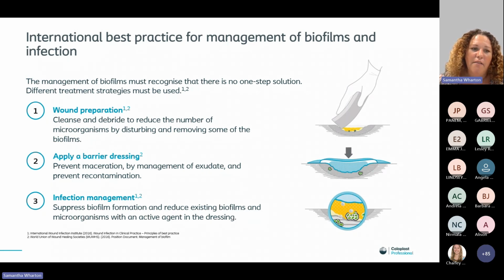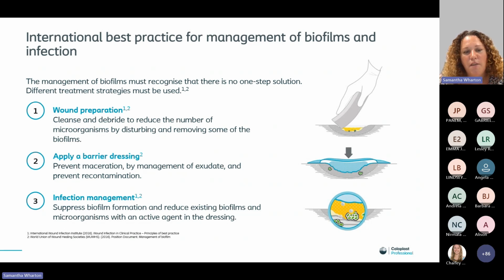Then you need to apply a barrier dressing, and what you need that barrier dressing to do is to prevent that maceration. It needs to be able to manage the exudate and prevent recontamination. And again, on this slide, the dressing that's being illustrated here is that Biatain Silicone with 3D fit technology. So we know that it's going to be managing the exudate and it prevents that recontamination. And it is because it has that vertical absorption, it protects that peri-wound skin from maceration. And then you would move on to your infection management.